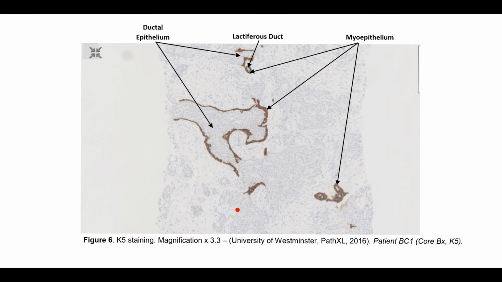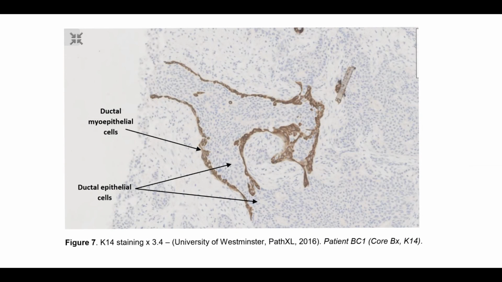This is a way of determining whether the cancer is linked to the myoepithelium or epithelium of the duct or lobules of the breast. The myoepithelium also expresses K14 and is a similar staining in comparison to the K5 core biopsy.